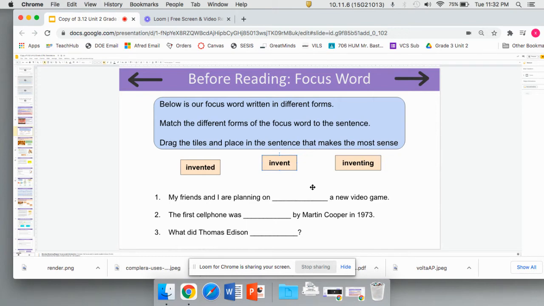Let's go over it. Number 1. My friends and I are planning on inventing a new video game. Number 2, the first cell phone was invented by Martin Cooper in 1973. We know it's invented because he said was, so we know it's in the past tense. Number 3, what did Thomas Edison invent? He invented the light bulb. And he invented a bunch of different things, I believe.